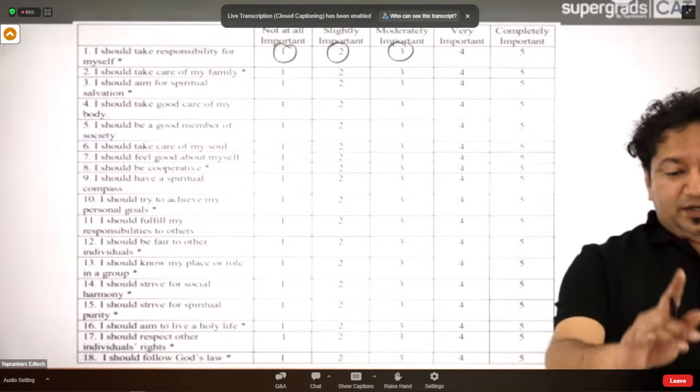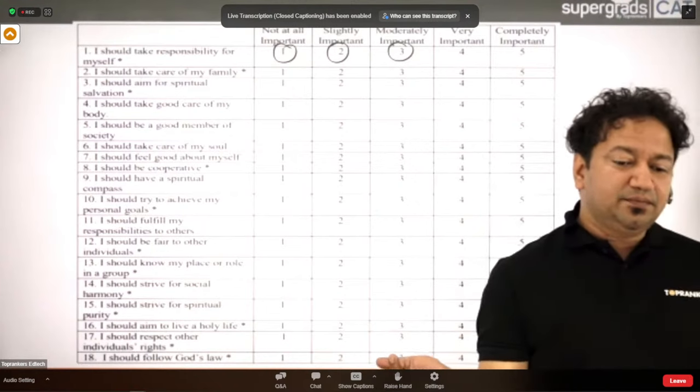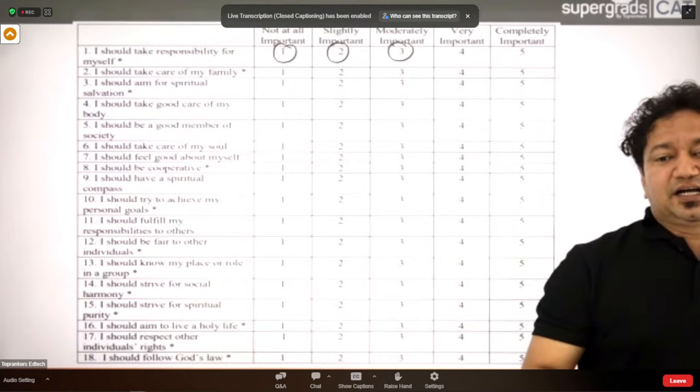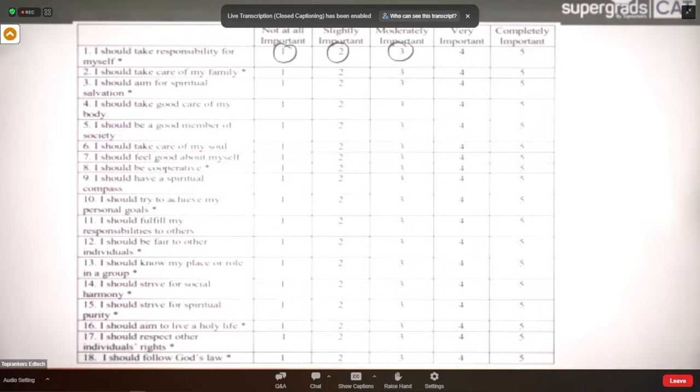That is why it is important, very important, but completely important mein kahin ye na ho jaye ki hum wahan bhi responsibility le lein jahan pe lene ki zarurat bhi nahi thi. Right, Adarsh? That's what you mean? Vishal, you got it?